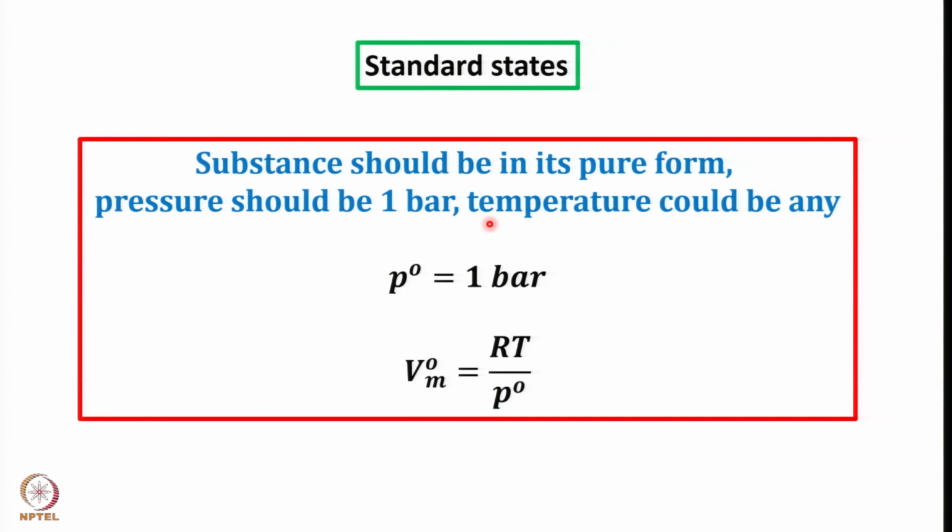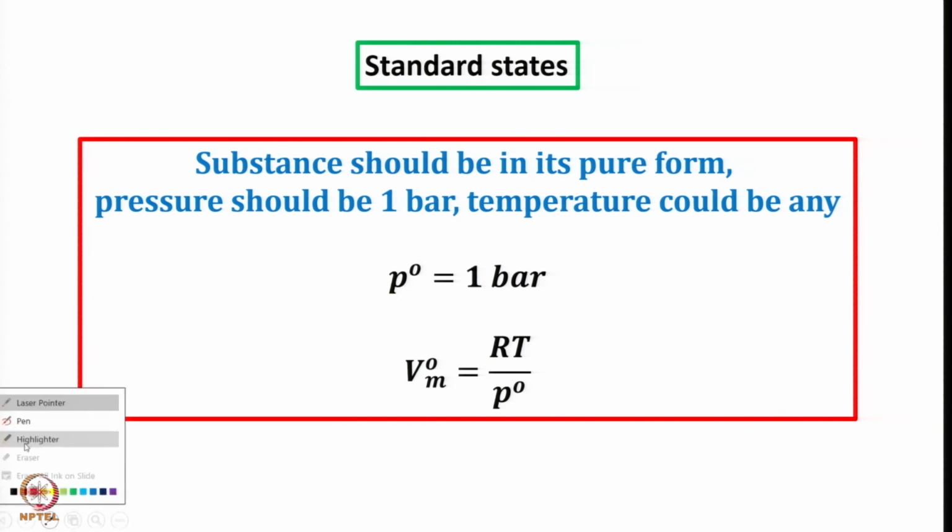For example, you have nitrogen, N2. The standard state of nitrogen N2 is gas at 25 degrees centigrade. If you reduce the temperature towards 0 Kelvin, the standard state will be different. So therefore, temperature can be any, substance should be in its pure form, and pressure should be 1 bar. In other words, P naught, this naught here, signifies the standard state conditions, that is 1 bar.